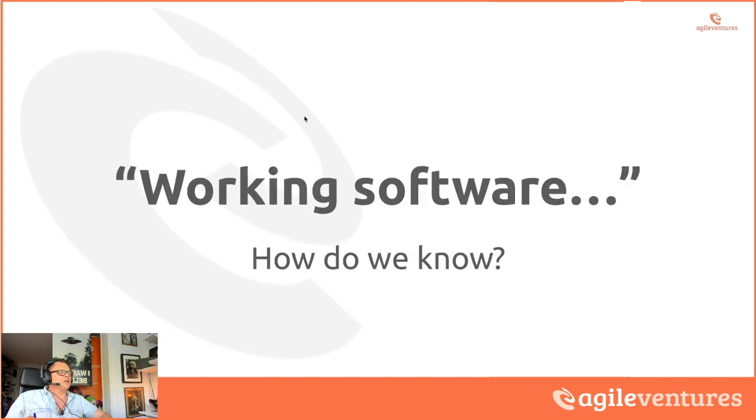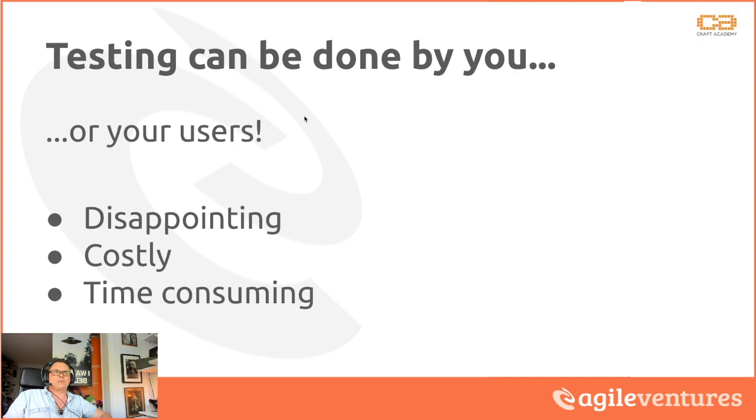Last time around, we spoke a lot about agile methodologies, and the main principle that guides agile teams is working software. That is the primary measure of progress. But the question is, of course, how do we know? How do we know if software actually works? Well, we test software, one way or another. And testing can either be done by you, the team, which is a good solution, I would say, or it can be tested by your users. And that could be a very disappointing experience for your users.